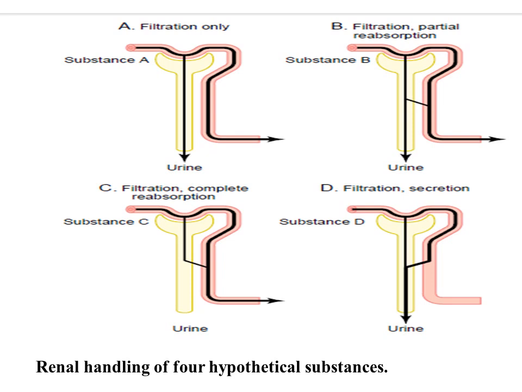Another type of substance will be filtered and then completely reabsorbed into the blood, and nothing of it will pass out with the urine. Another type of substance will be filtered and also secreted from the blood. The same substance will be secreted completely from the blood into the tubule, and all of it will go out with the urine.